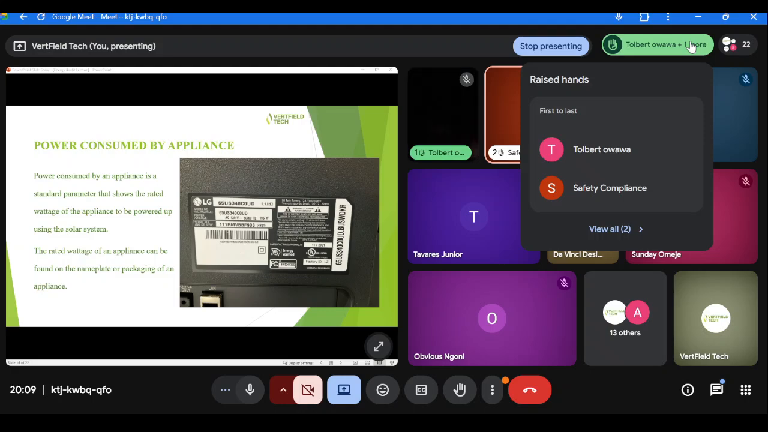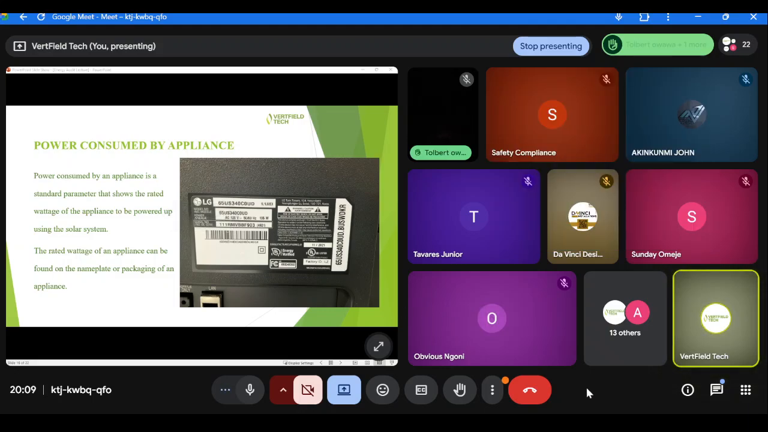195. 195 watts. Yes, that is very, very correct. Thank you so much, sir. So the energy consumption of this LG TV is 195 watts. That is very, very correct.